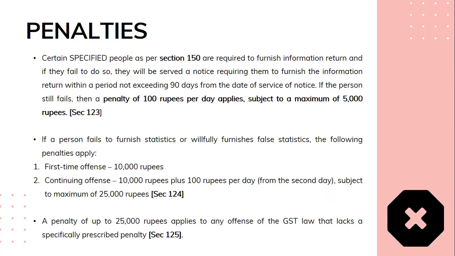Moving on, there are certain specified people as per section 150 who are required to furnish information return. And if they fail to do so, they will be served a notice requiring them to furnish the information return within a period not exceeding 90 days from the date of service of notice. If the person still fails to furnish the information return, then a penalty of 1,000 rupees per day applies, subject to a maximum of 5,000 rupees. This is what section 123 says.